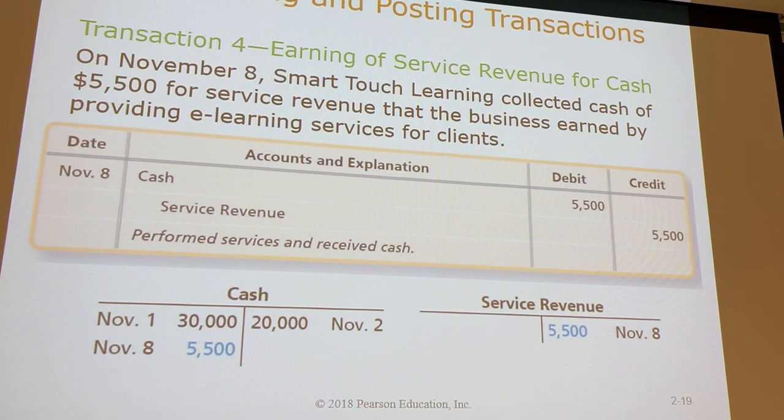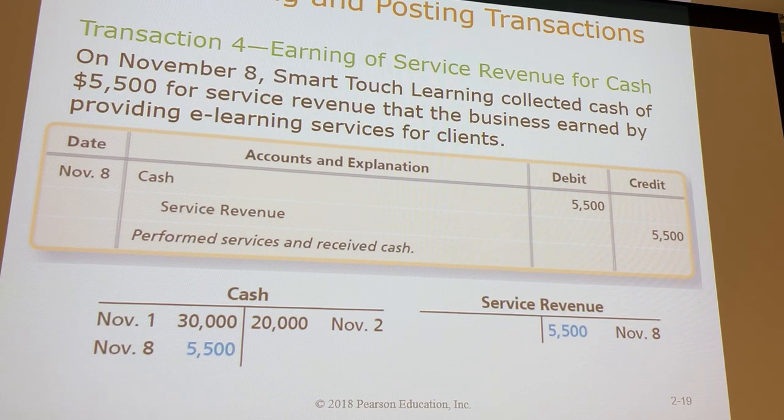Okay, then on November 8th, Smart Touch Learning collected cash of $5,500 for service revenue that the business earned by providing e-learning services for clients. So cash is going to go up. Since it's an asset account, it goes up with a debit. So we debit cash for $5,500. Then service revenue is a revenue type account that goes up with a credit. So we credit service revenue for $5,500. Then we put our explanation for it.